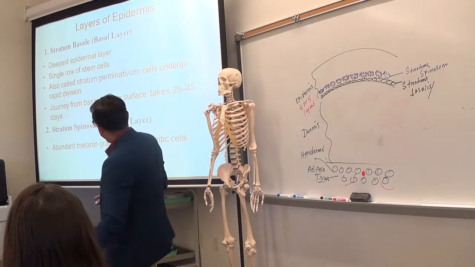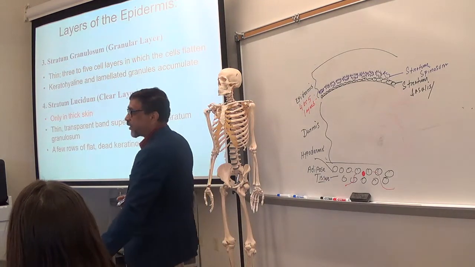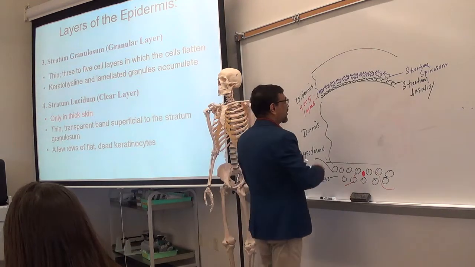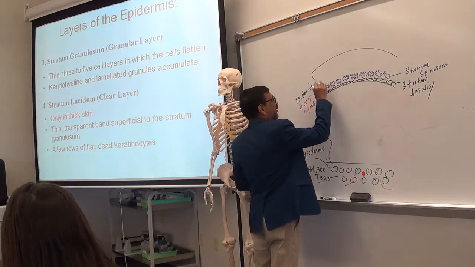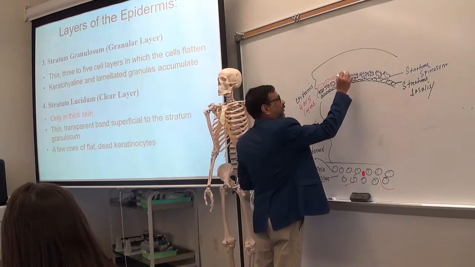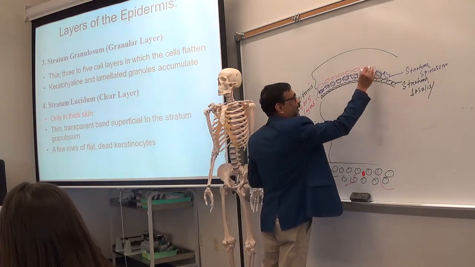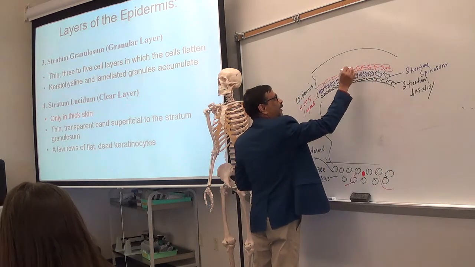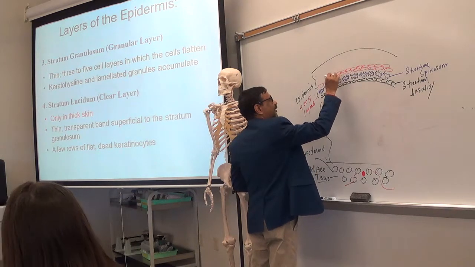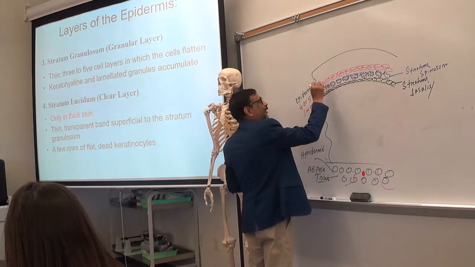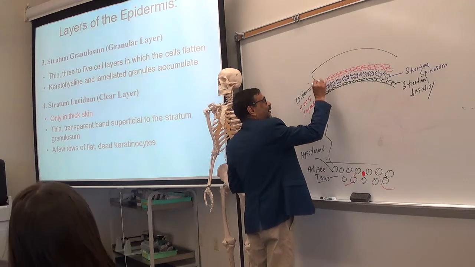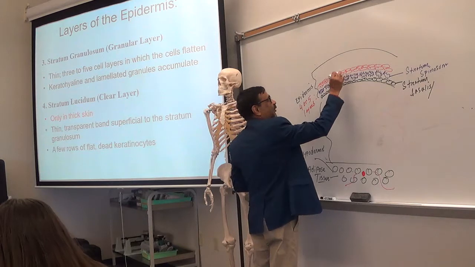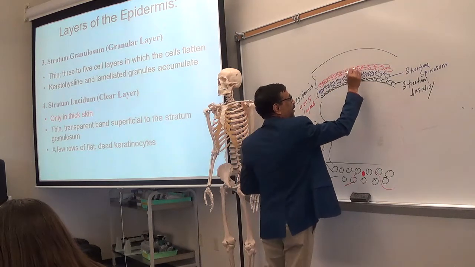Then you have stratum granulosum, the granular layer. If you see the cells in this layer, the cells have a lot of what? What do you think? From the name, you can tell. A lot of what? Granules. Yes. Makes sense, right? So a lot of granules inside the cells. That's why this is called stratum granulosum.